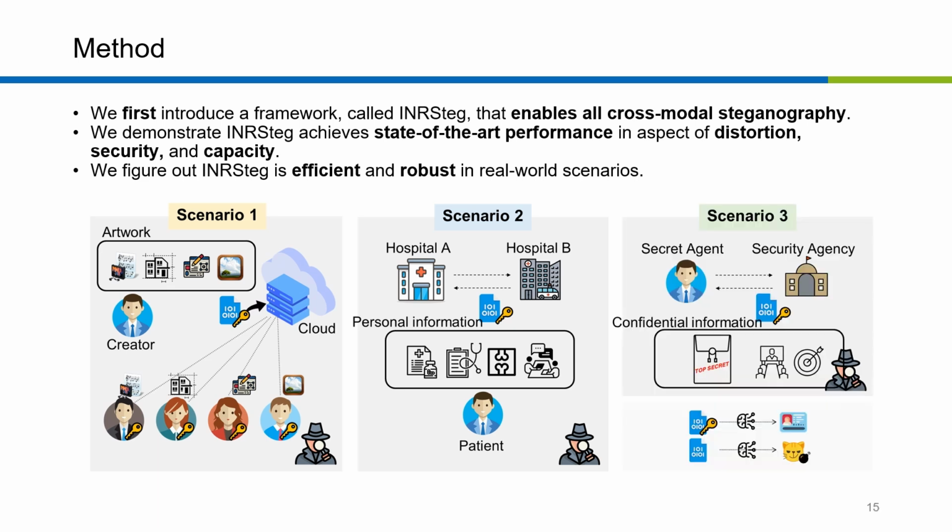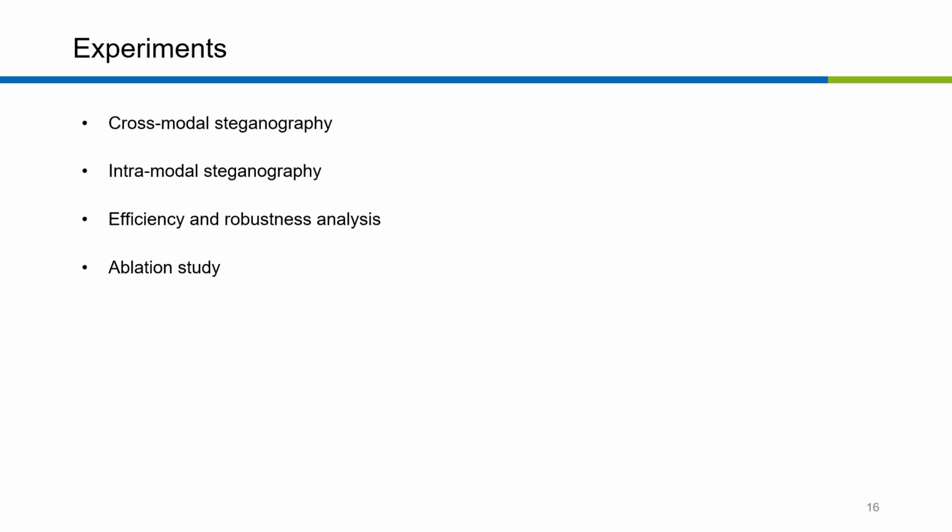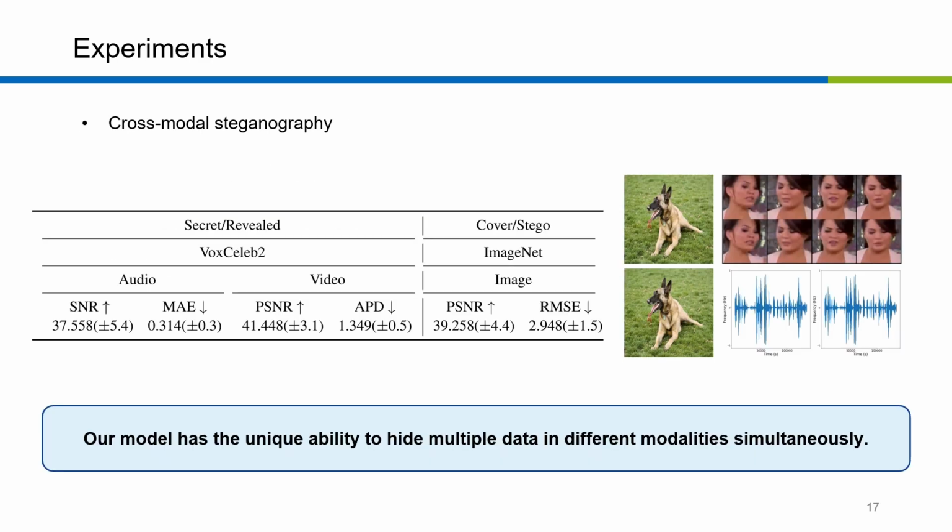Lastly, it could be used by secret agents and security agencies to exchange confidential documents, disguising them as ordinary data to deceive potential hackers. The experiments consist of four main parts. First of all, in the cross-modal steganography experiment, we demonstrate that our model has the unique ability to hide multiple data across different modalities simultaneously. VoxCeleb consists of video and corresponding audio, while ImageNet is a well-known large-scale image dataset. In our experiment, we hide audio and video within an image.